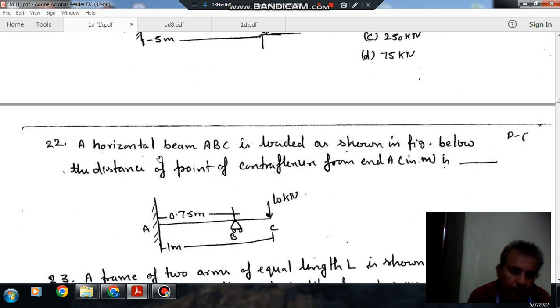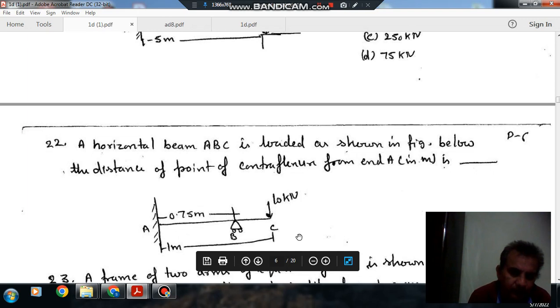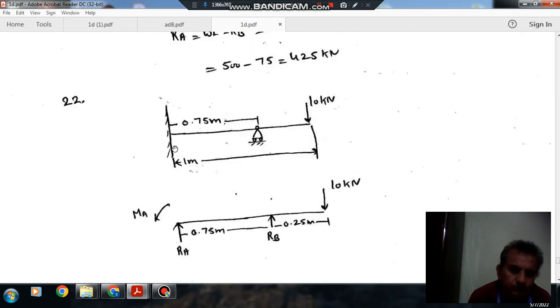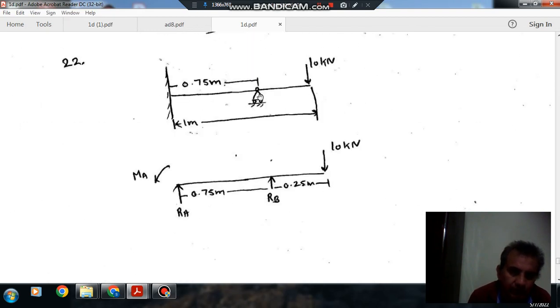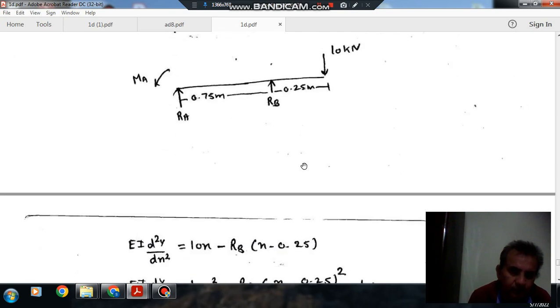Next, a horizontal beam ABC is loaded as shown in the figure below. The distance of the point of contraflexure from end A in meters is: options 0.75 meter, 1 meter. Let RB be the reaction here, RA the reaction here, and MA the fixing moment. This load is 10 kilonewton, this distance is 0.75, this is 0.25.